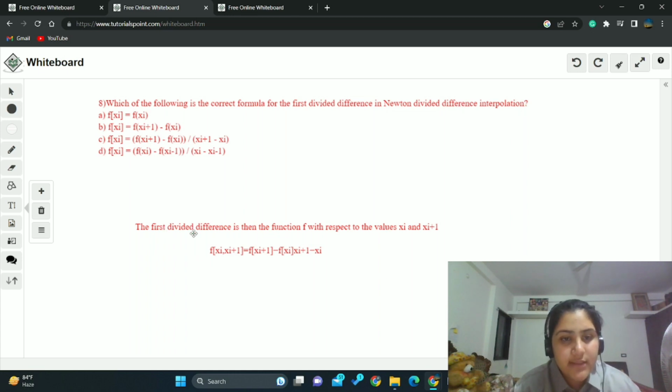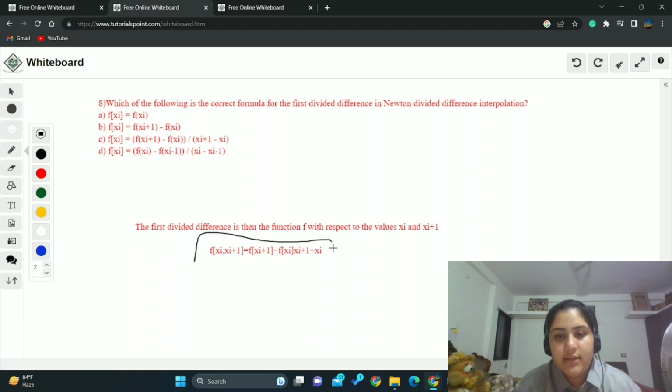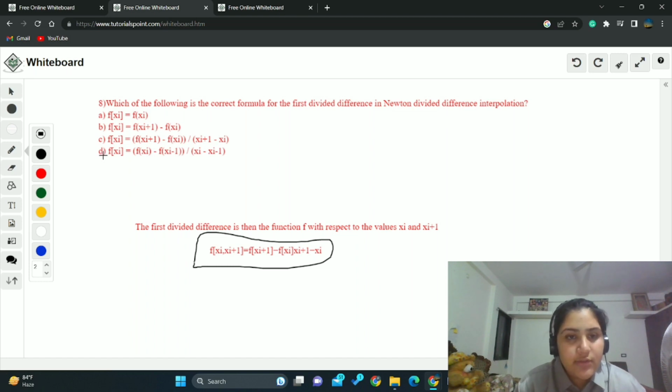For the first divided difference, the formula for Newton divided difference is given here. You can see it over here. This is the formula for the first divided difference for the Newton divided difference interpolation. So this formula matches option D. So option D is the correct one.